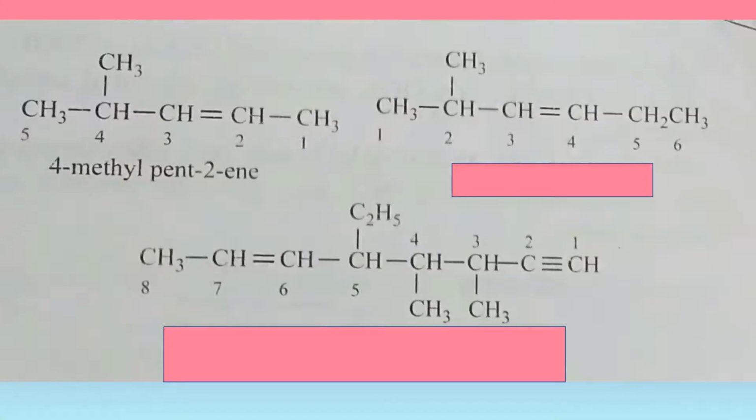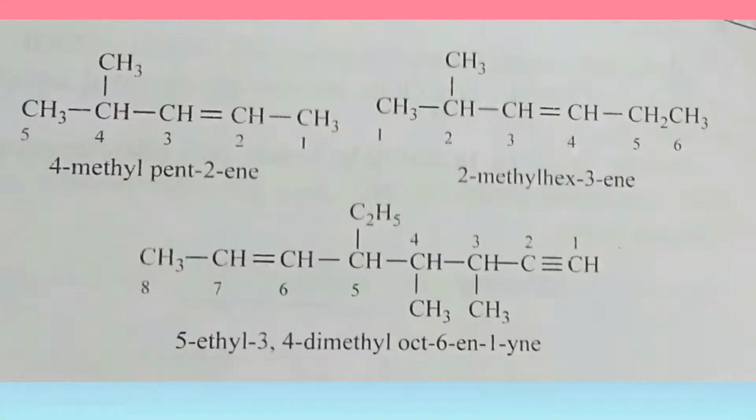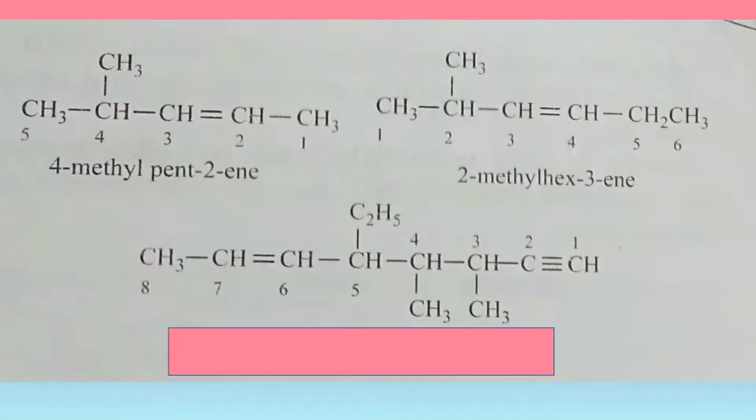deciding which side to start naming from, it goes to the second priority group, that's the substituent. In this one, if you go naming from left to right, the substituent methyl group gets the least number. So we go from left to right, that is, the methyl group gets number 2, and it has 6 carbons in the main chain, and hence it is 2-methyl hex-3-ene, because the root word here for 6 is hex.